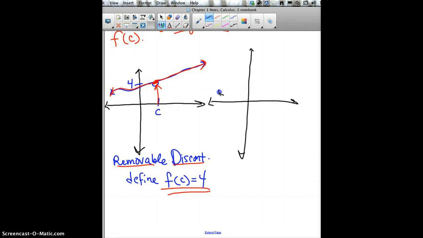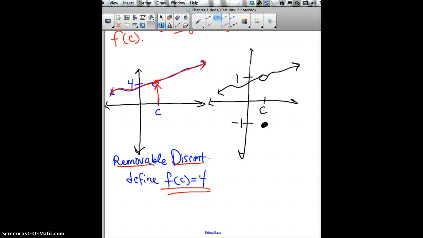Here's another example of a removable discontinuity. So suppose I come in like this and like that, but at c, I actually am defined down here. f of c is -1. And let's suppose this is up at 1. We'll just make a fake function here. Obviously, this is not continuous.